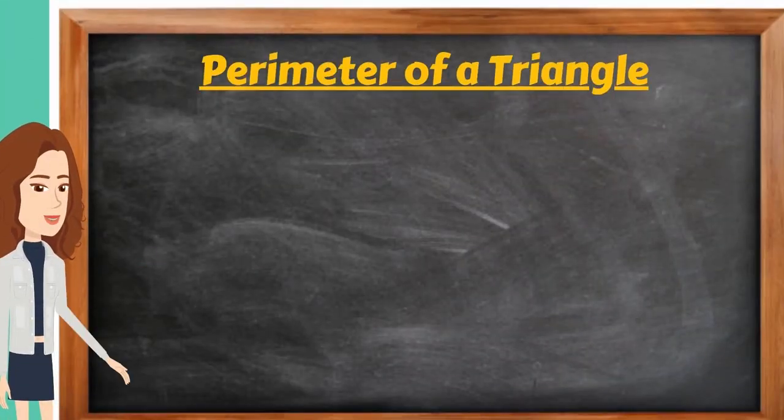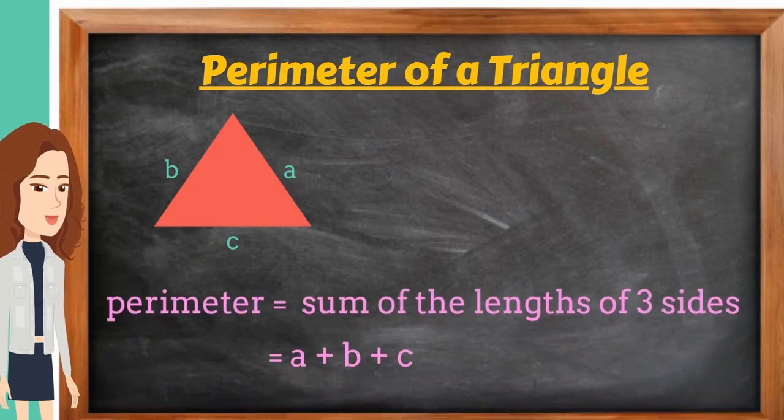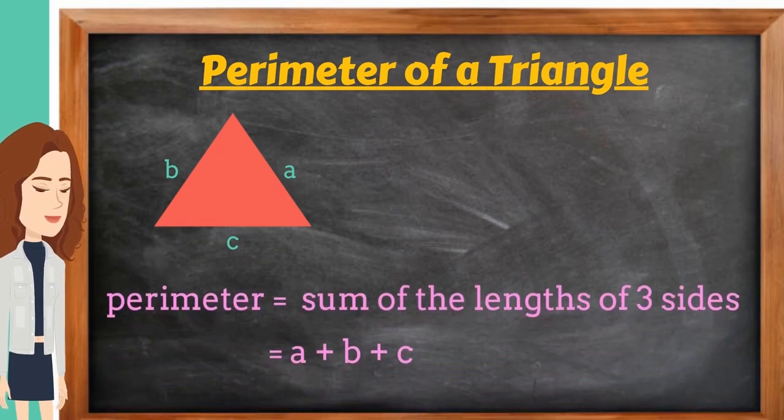Perimeter of a triangle. We already know that a triangle has 3 sides. To find the perimeter, we have to get the sum of the length of 3 sides. Therefore, the perimeter is A plus B plus C.